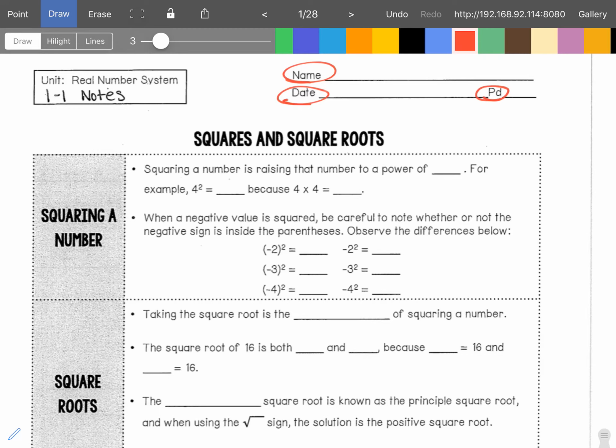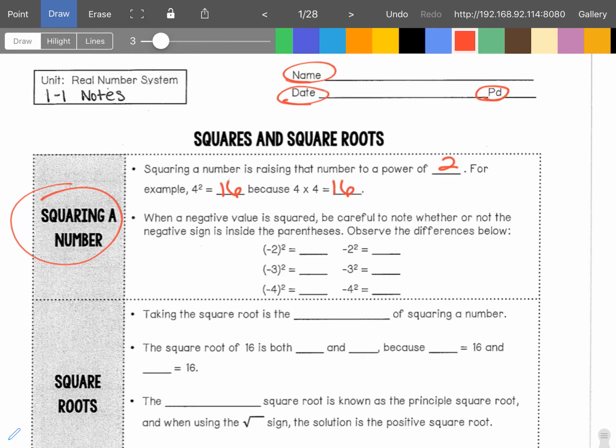All right, so starting with this section on squaring a number. Squaring a number is raising that number to a power of 2. For example, 4 squared is 4 times 4 is 16, because 4 times 4 is 16.